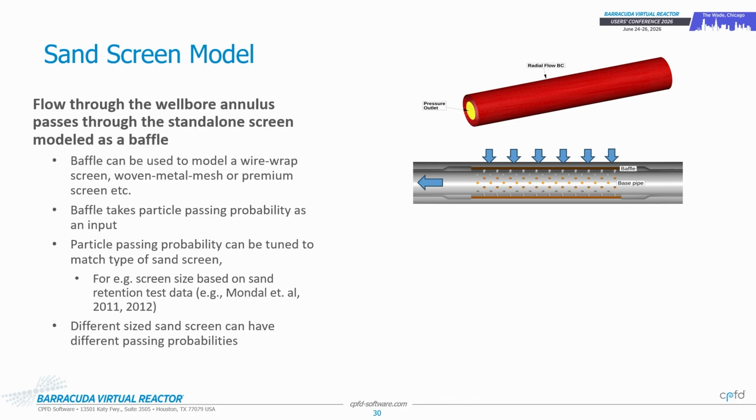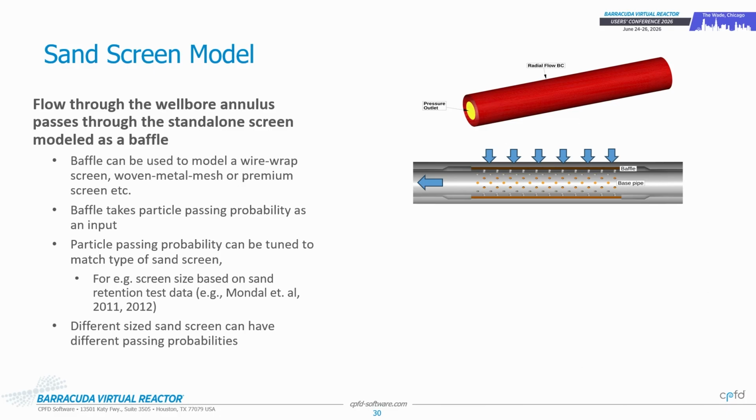So once liquid particles come in, they get filtered at this baffle, and then they have to make it through the holes in this base pipe. Once they make it through, they get produced. This is the horizontal section, and they would move all the way to the top. Now, this baffle can be tuned to represent different types of screens. As you can imagine, there are a lot of different types of screens, for example, a wire wrap screen, a woven metal mesh screen, or a premium screen and so on. All you need to do is tune your particle passing probability to a given type of screen, and then the baffle mimics in some ways how that screen behaves.